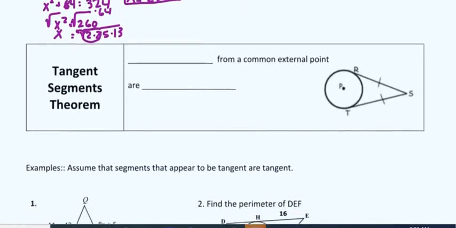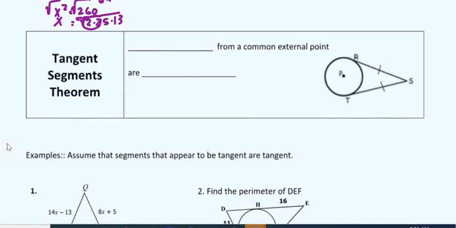The notes are pretty short today. All right, now we're going to look at the tangent segments theorem. If you have an external point with tangents coming from that same point, then the two sides are congruent. The two tangents are congruent. So tangent segments from a common external point are congruent.